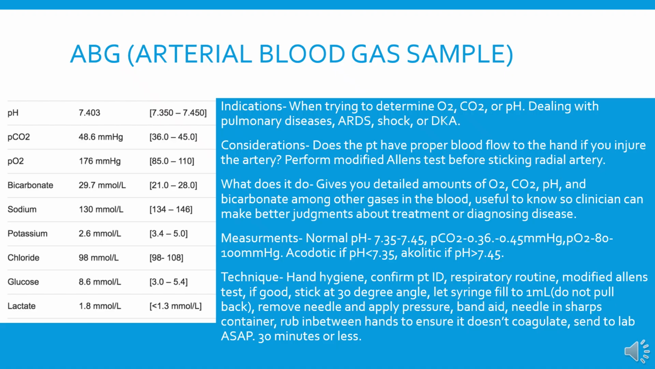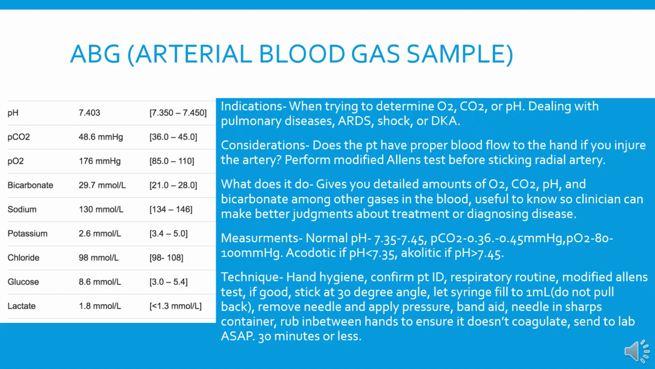ABG, also known as arterial blood gas. Indications: when trying to determine O2, CO2, or pH, dealing with pulmonary disease, ARDS, shock, or diabetic ketoacidosis. Considerations you'd want to think of is, does the patient have proper blood flow to the hand if you injure the artery? Perform modified Allen's test before sticking radial artery. What does it do? It gives you detailed amounts of O2, CO2, pH, and bicarbonate, among other gases in the blood. Useful to know so clinician can make better judgments about treatment or diagnosing diseases.